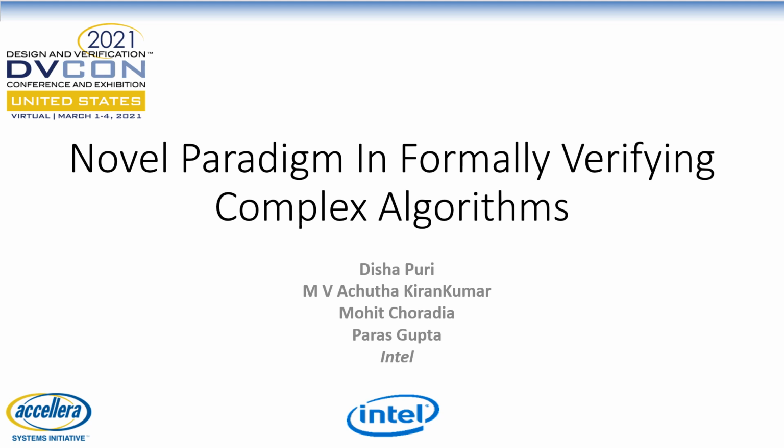Intel Graphics is teeming with algorithms such as integer and floating point operations, address translations, image enhancements, compression, decompression, etc., which, if they can be completely verified with formal, can bring a lot of value add and shift left to the verification cycle. This talk is about some of the challenges that we have faced and how we have resolved them. I'm presenting on behalf of the co-authors Kiran, Mohit, and Paras.